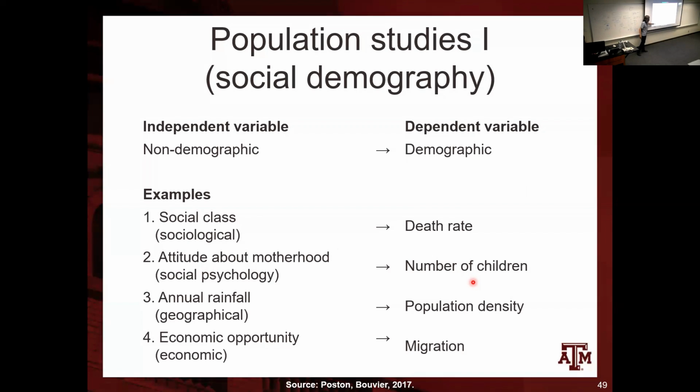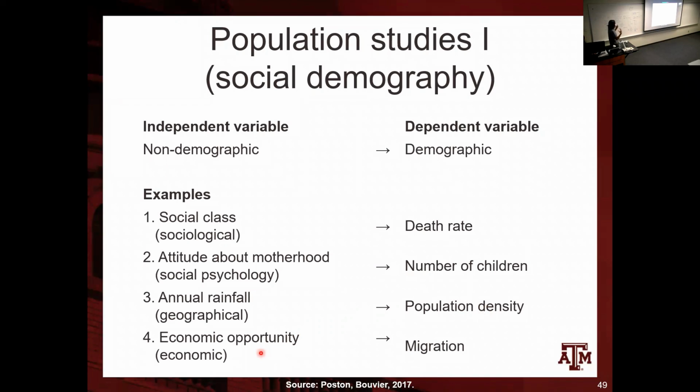The rainfall, because of climate change nowadays, there are a lot of studies showing if increases in annual rainfall make people migrate out of specific areas, affecting population density. In this case, making population density decline. Population density is population size divided by the size of the area. So a geographical variable explaining a demographic variable.